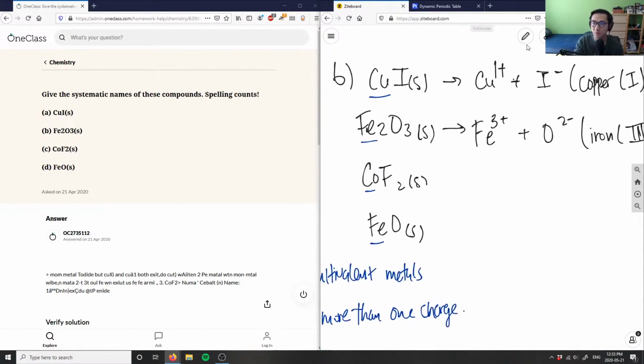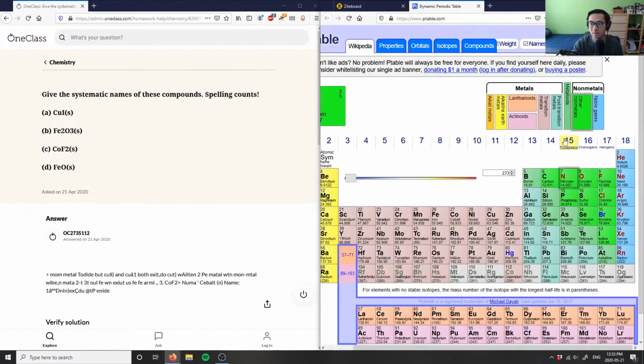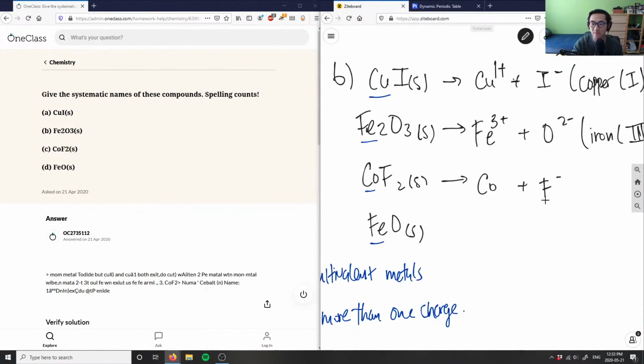Number 2, I'm going to go a bit faster now. I have cobalt and fluorine here, so I'm going to write Co, and I don't know the charge of Co here, plus fluoride. Now the fluoride has a charge of 1 minus, right? Because again, it belongs to my halogens. If it has a charge of 1 minus here, and I have 2 fluorines here, what am I going to do? Well, I have a charge of now 2 minus, right? I have 2 fluorines, which means I have a charge of 2 minus. 2 times negative 1 here is negative 2, or 2 minus.